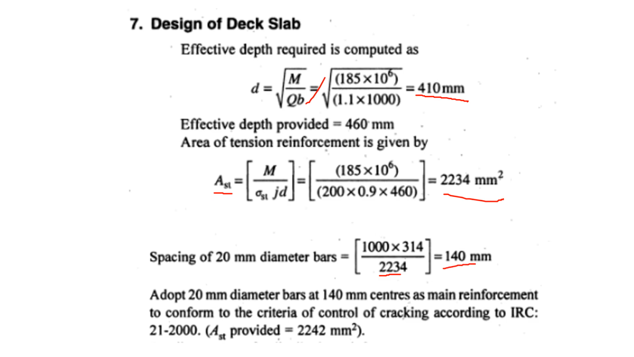So adopt, for the bending moment, 20 mm diameter bars at 150 mm center to center as the main reinforcement, and to conform to the cracking criteria as per IRC 21, therefore AST provided is 2242 mm square.